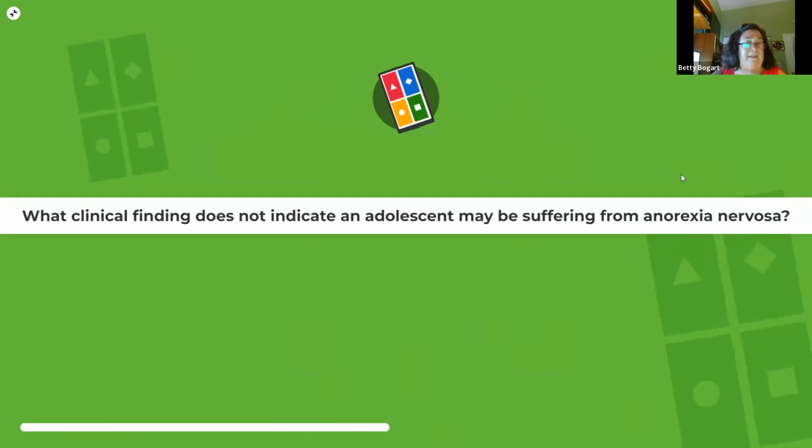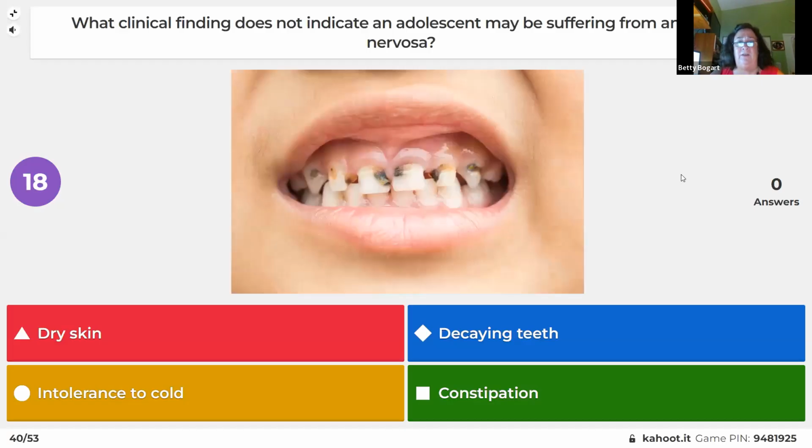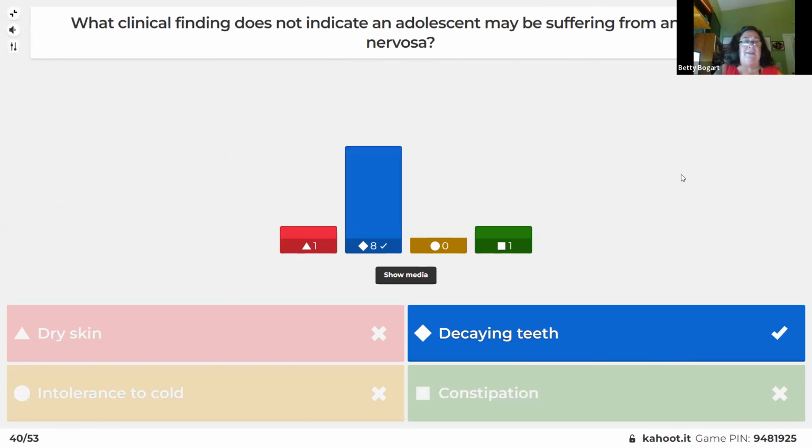What clinical findings does not indicate an adolescent may be suffering from anorexia nervosa? I think a lot of these symptoms here are hypothyroidism, aren't they? If you look at it. But they're not getting enough nutrition, vitamins, hormones, anything. So it could be sort of in that regard. But dry skin, intolerance to cold, constipation could be hypothyroidism, but it's also anorexia nervosa. They don't have enough nutrition in their body. There's no fuel for nothing.